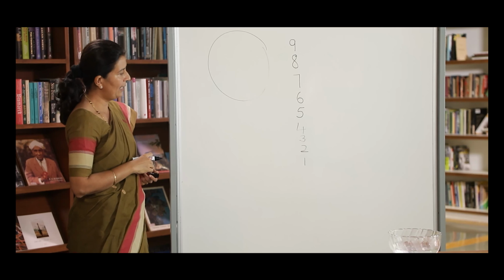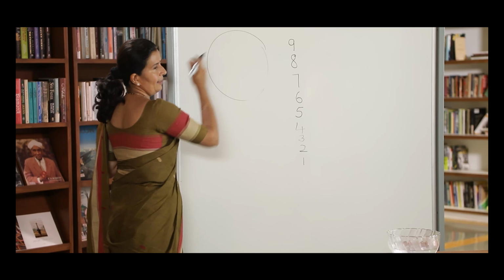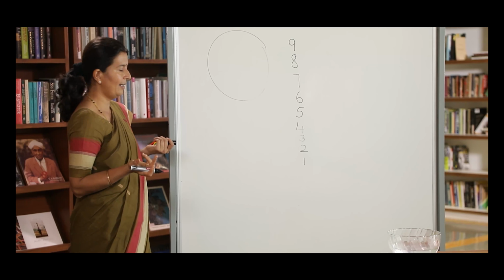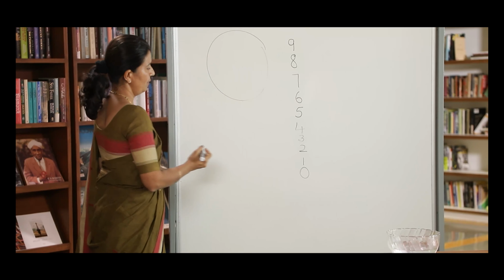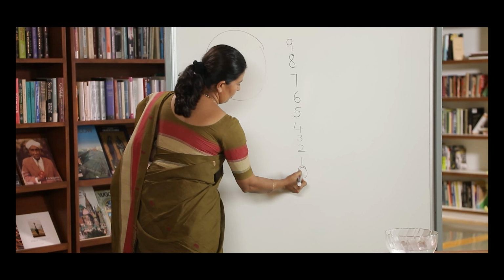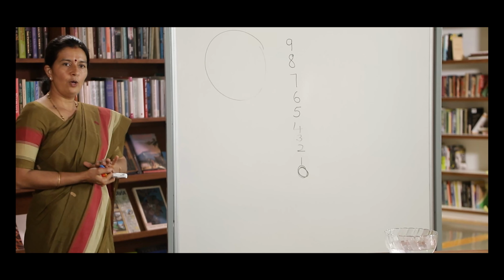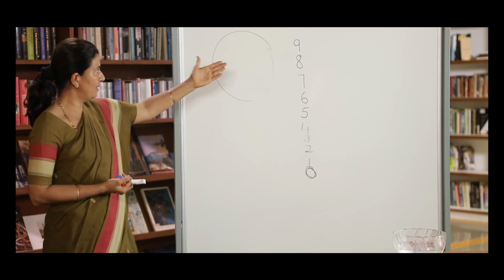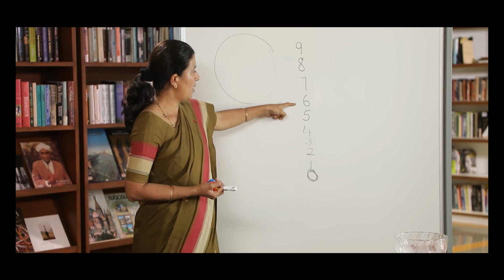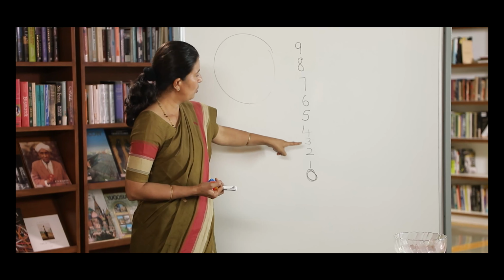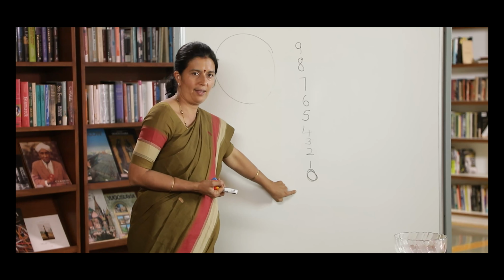If I remove the last square counter, there is nothing. It is empty. What do we call it now? 0. This is how we write 0. When there is nothing, it is 0. Now, shall we count from 9 in reverse? We have written it here already. 9, 8, 7, 6, 5, 4, 3, 2, 1 and 0. Okay?